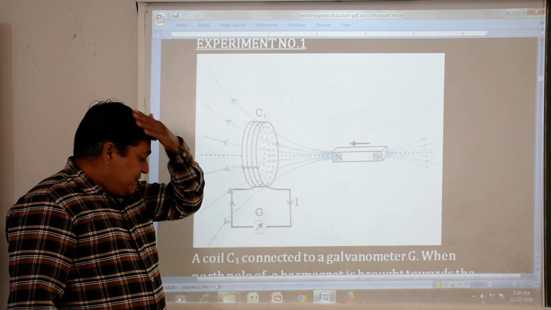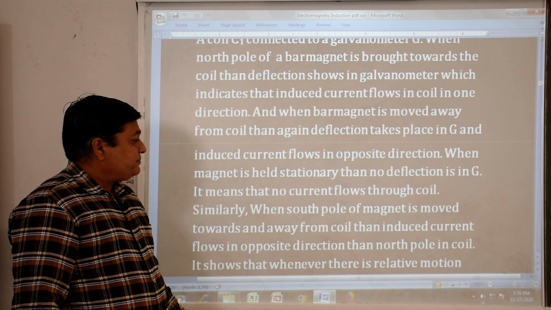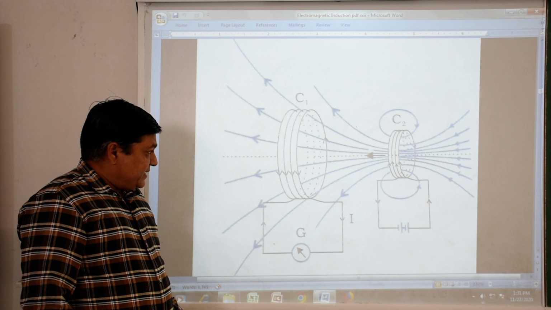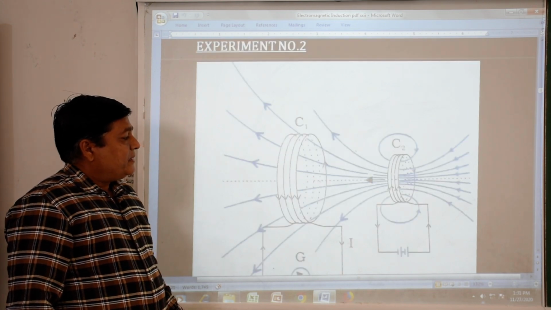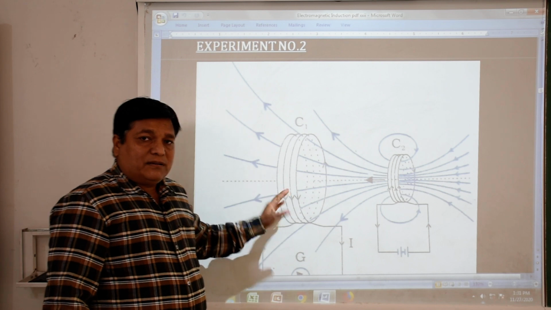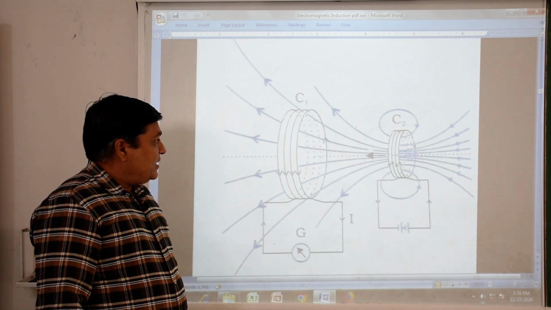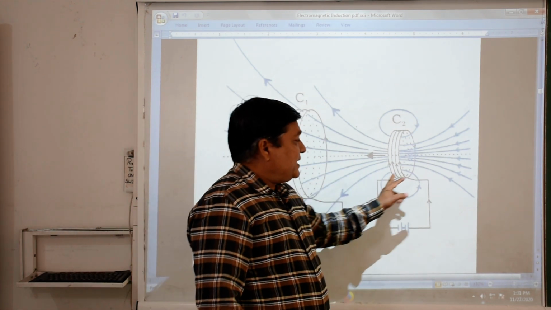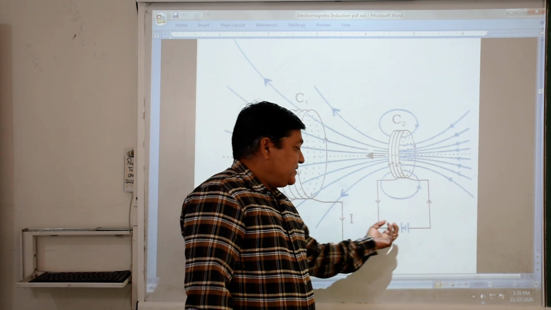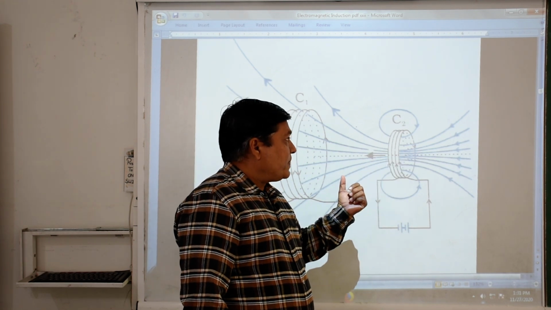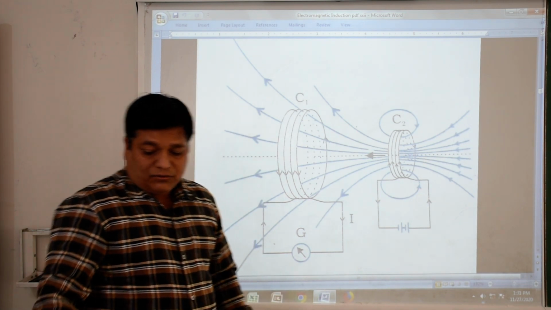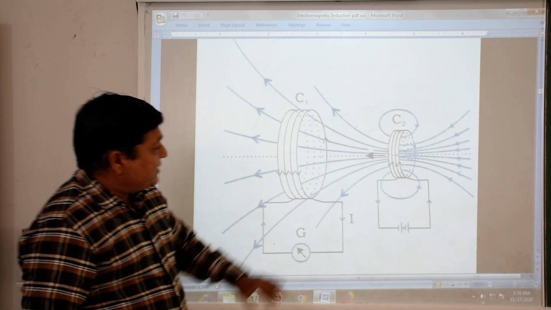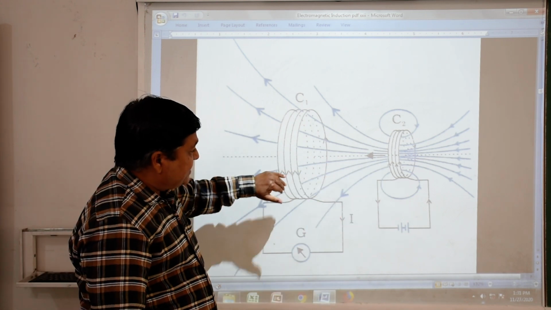This is the first experiment. The second experiment was done by Faraday and Henry. In this second experiment, two coils are taken. The first coil is coil C1, to which a galvanometer is attached. Another coil is taken and attached to a battery, so a steady current is flowing through this coil. This coil is coil C2. Now this C2 coil is brought nearer to the coil C1, the first coil.